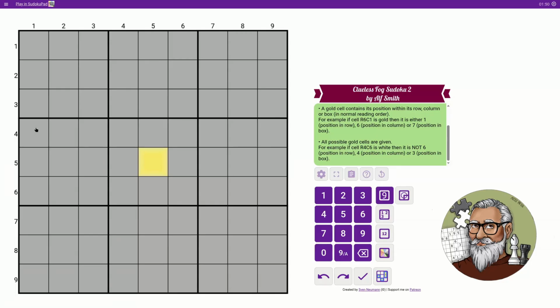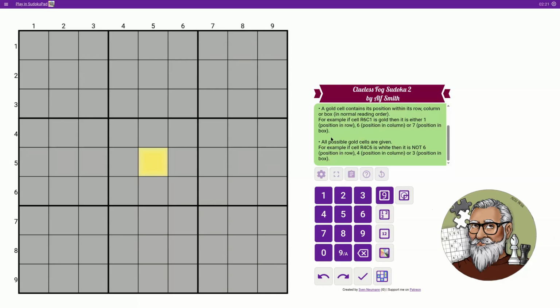Well, I would say, at least Latin normal reading order, right? Probably others than Latin, but that's what is usually referred to. So left to right and top down. So start from here, 1, 2, 3, 4, 5, 6, 7, 8, 9. Right, so this would be 7. Okay, all possible golds are given. So if this one, oh, there is an example.